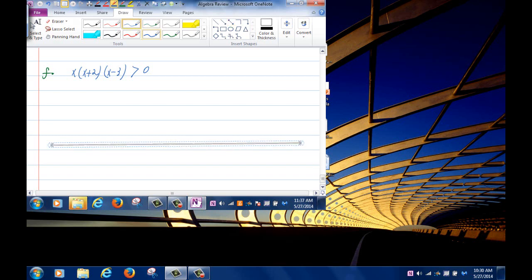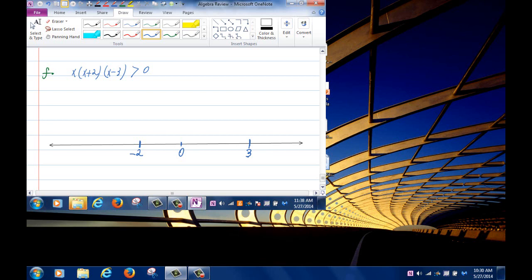So let's say I have 0 right here. First of all, as someone suggested, what I want to know is when is each factor 0? The first factor is x. x is 0 when x is 0, right? When is x plus 2 0? When x is negative 2. Let's say negative 2 is right here, and positive 3 is right here. That's when x minus 3 is 0. So I am labeling the zero of each factor on the real number line.